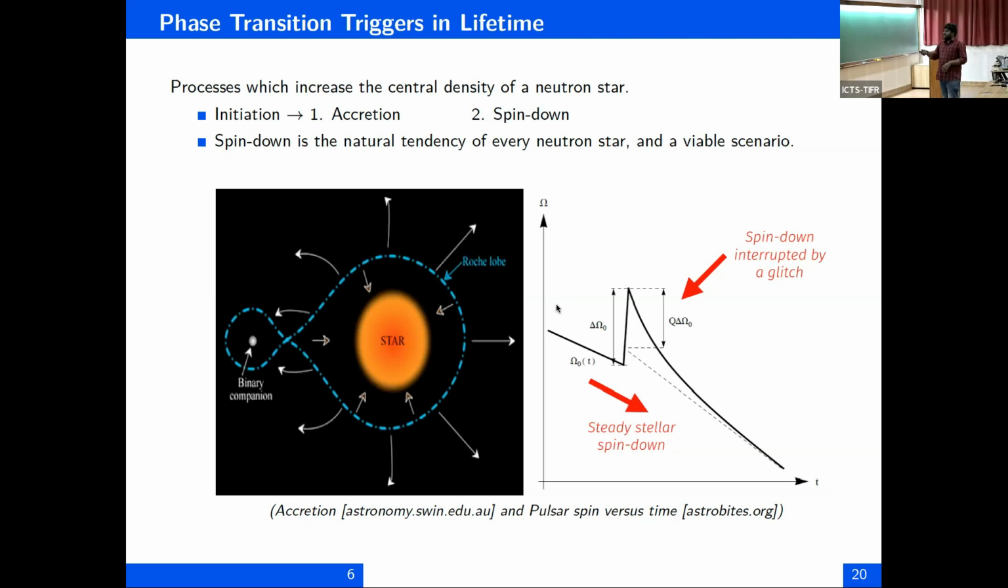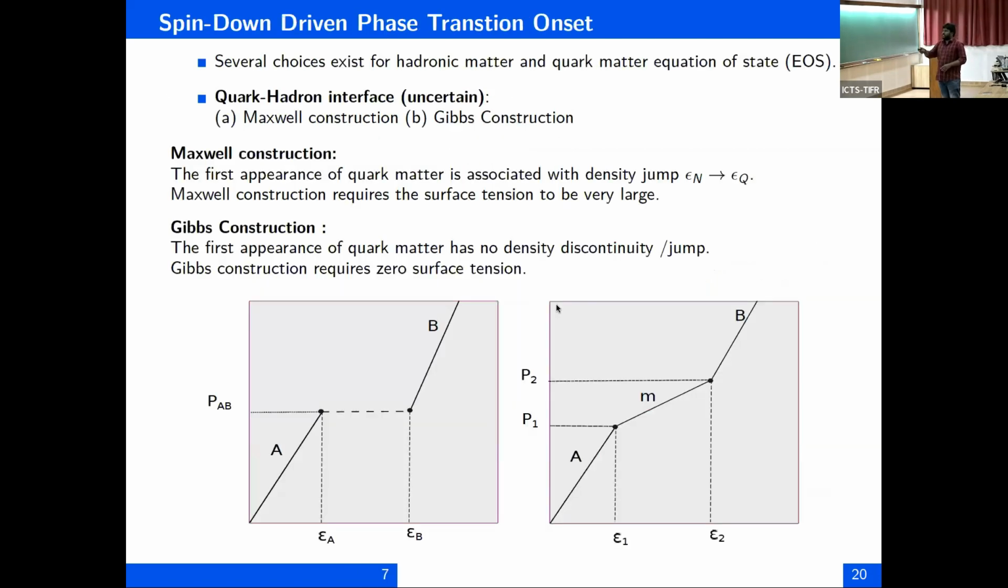Also, there is another interesting scenario. A neutron star which is formed has a magnetic field, and it slows down over time due to magnetic braking, through electromagnetic radiation emission. That spin down can also lead to it becoming a quark star. And I have studied this spin down scenario, which I will show in the next slide.